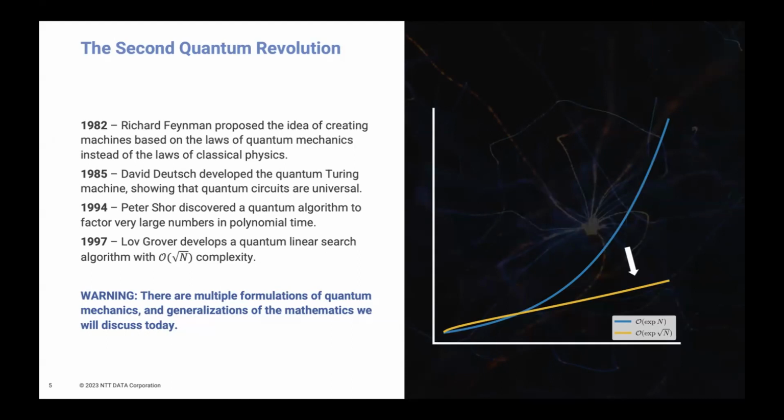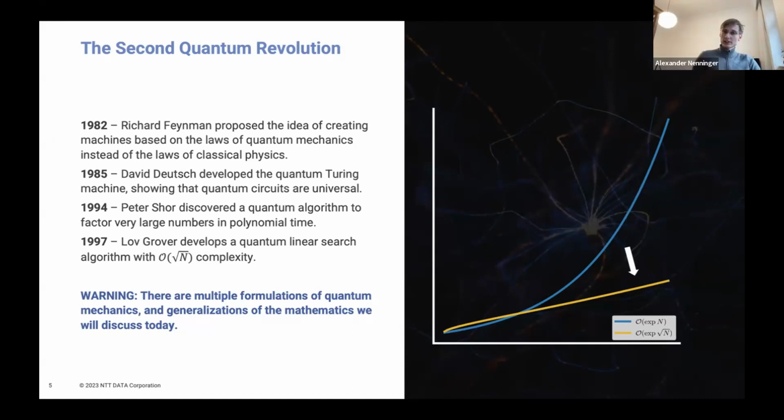In 1985 already, David Deutsch developed a quantum Turing machine. Basically, it shows that any computation that you can do on a classical computer, you can in theory do on a quantum computer, which is nice.